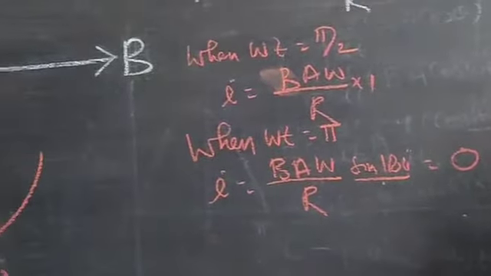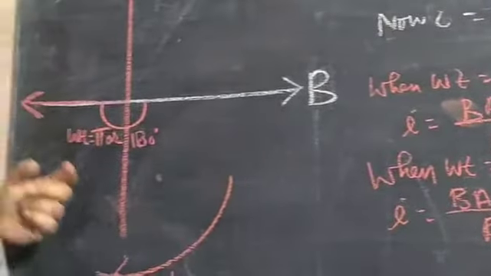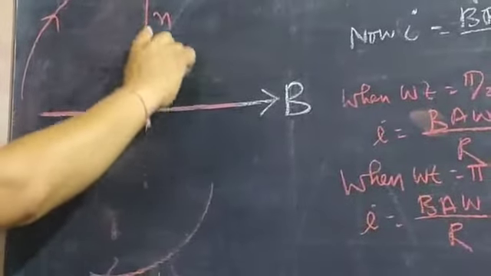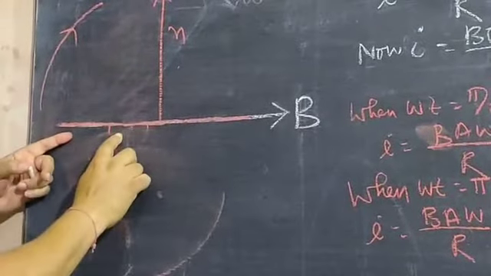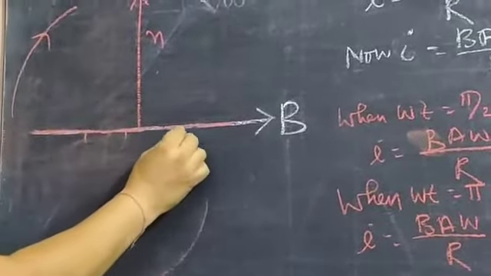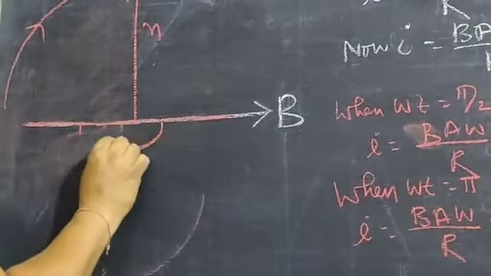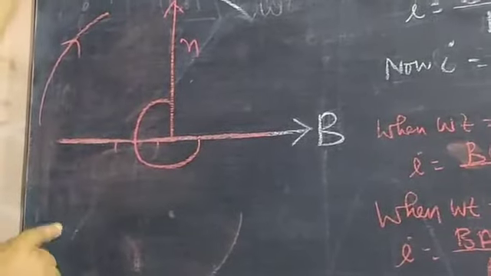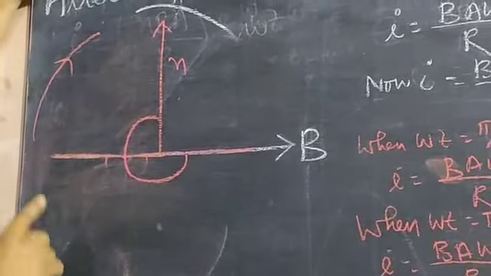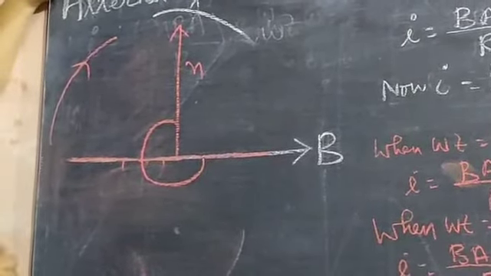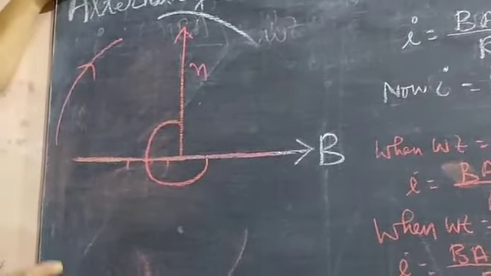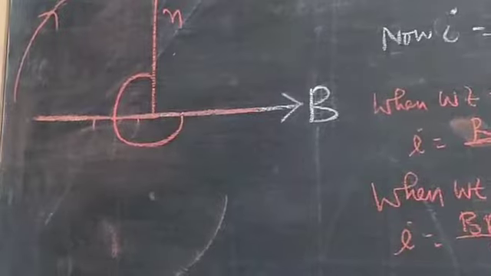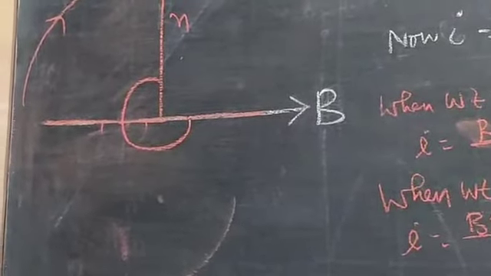Now what will happen when this coil rotates further? When the plane of coil has rotated by 270 degree, then area vector will also make an angle of 270 degree, means 3 pi by 2, with the direction of magnetic field. And at this time, at 270 degree or 3 pi by 2, sine theta becomes -1. So sine is changing direction.